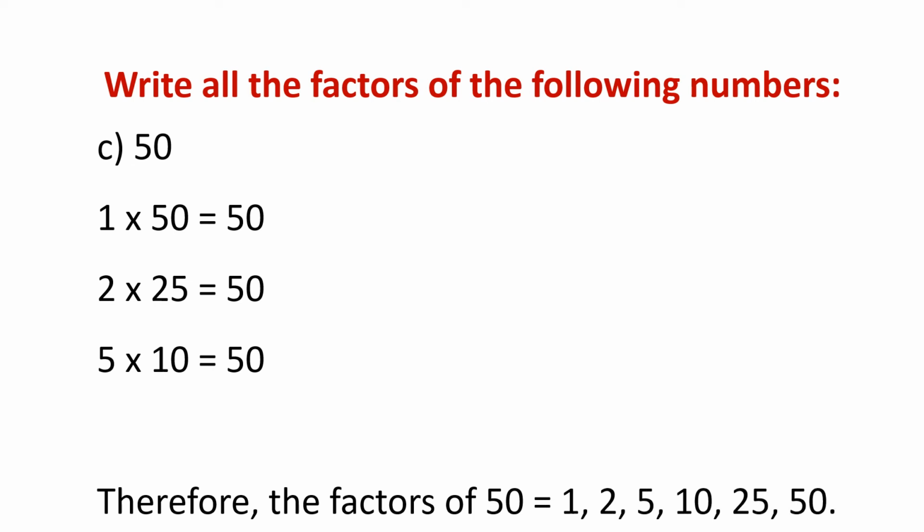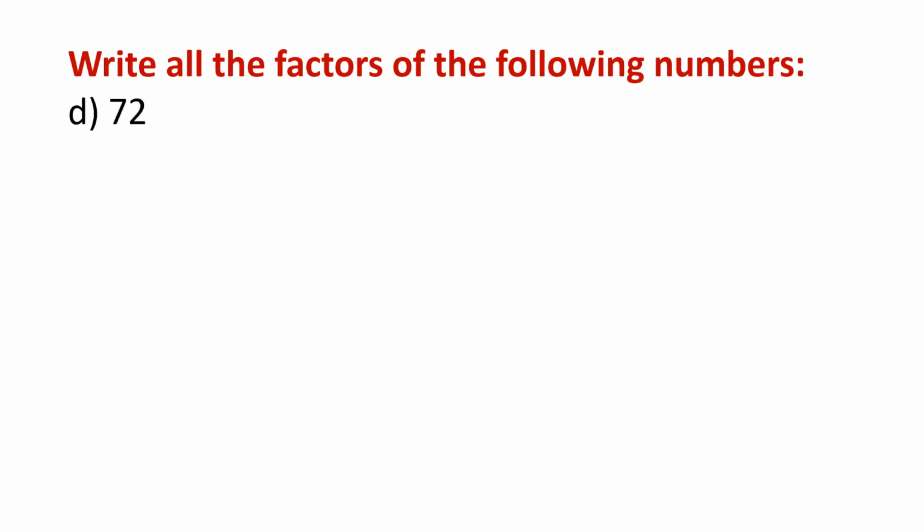And a number that has more than 2 factors is called a composite number. So 50 is a composite number. Let's solve one more question. Question number D. Find all the factors of 72.